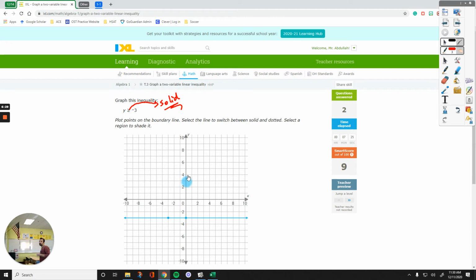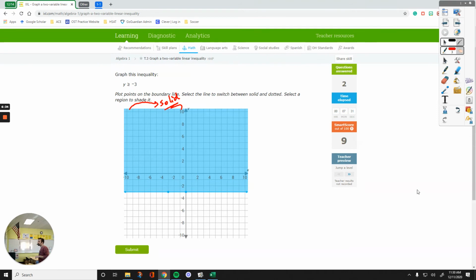And then we click the area that has all these numbers. Any part of that area would work. And then we submit our answer.